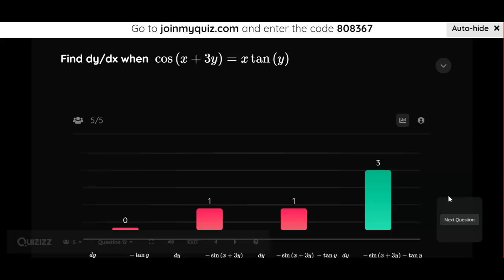Alright guys, so maybe let's go over this question because it looks like we had some troubles. Cosine of x plus 3y equals tan x, x tan y.